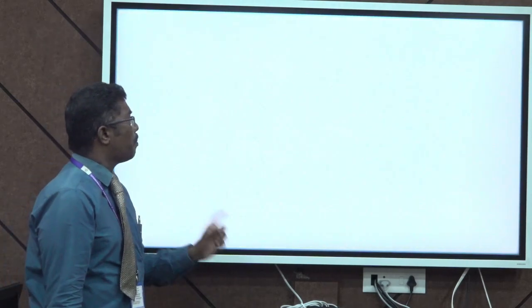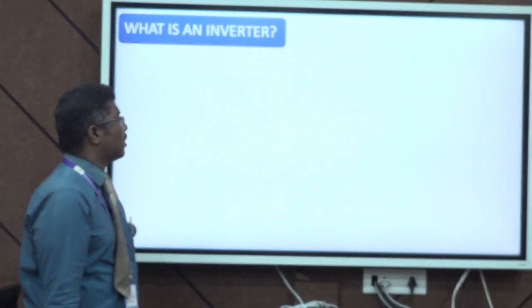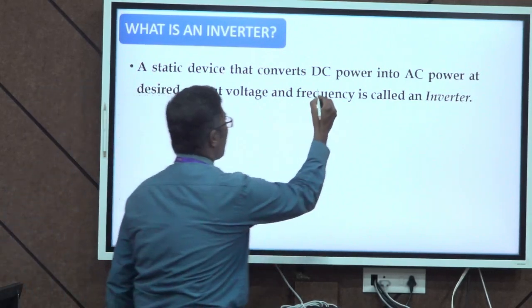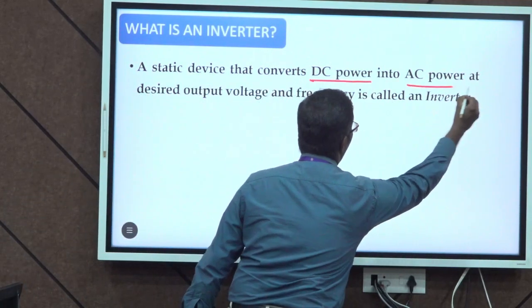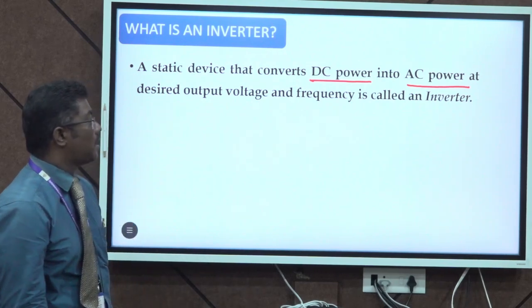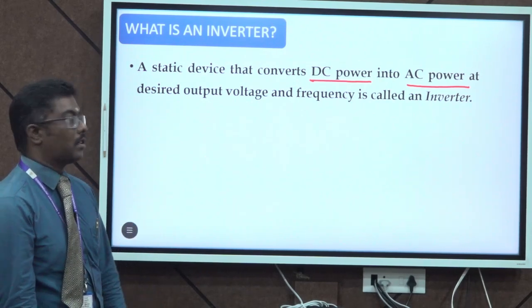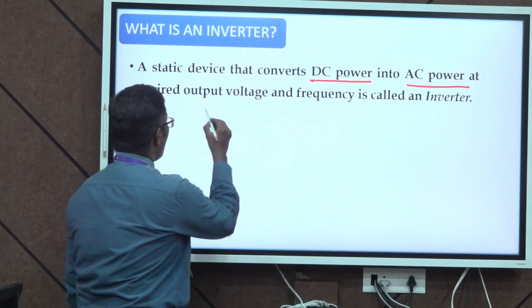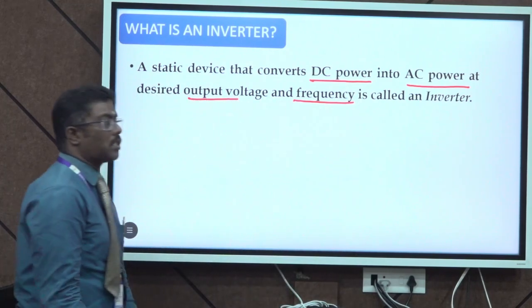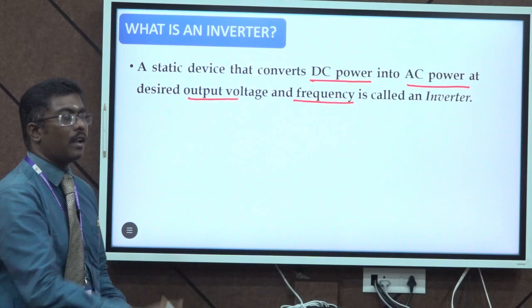So, the first important thing is, what is an inverter? An inverter is a static device that converts DC power into AC power at the desired output voltage and output frequency. We can get variable output voltage at variable frequency, and that is the purpose for which we use an inverter.